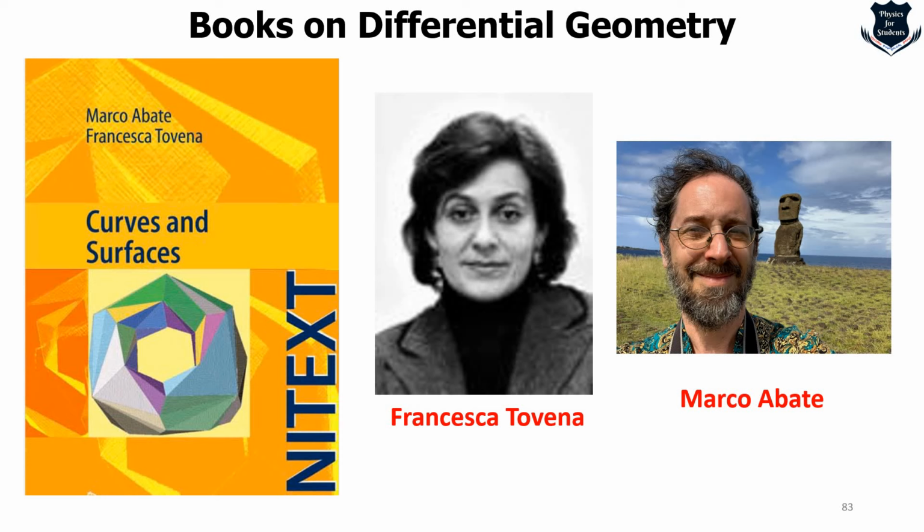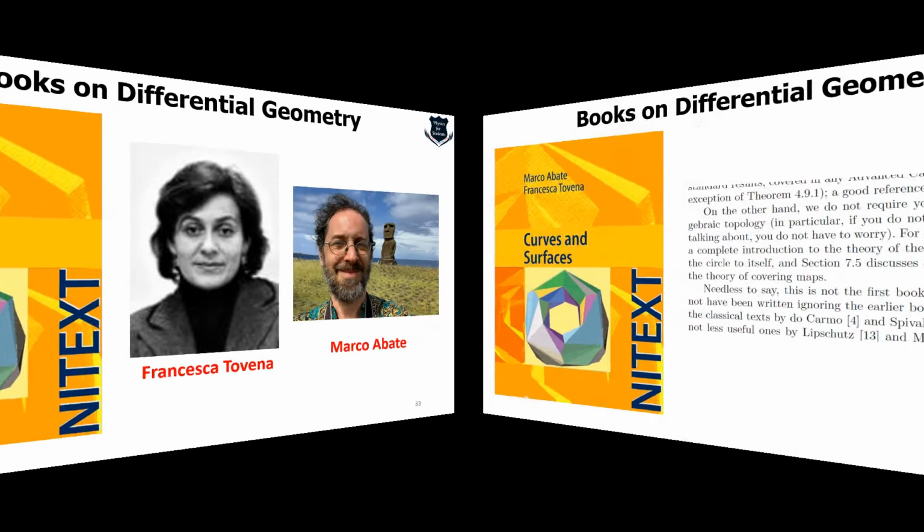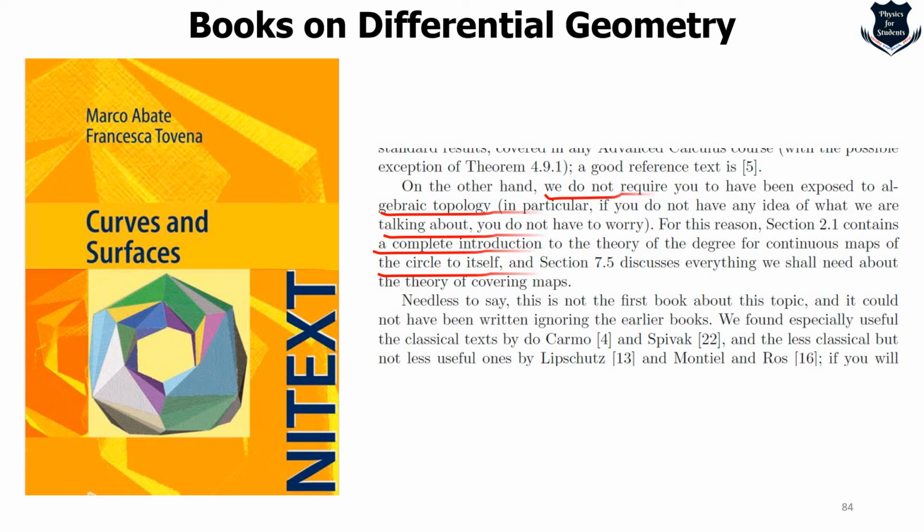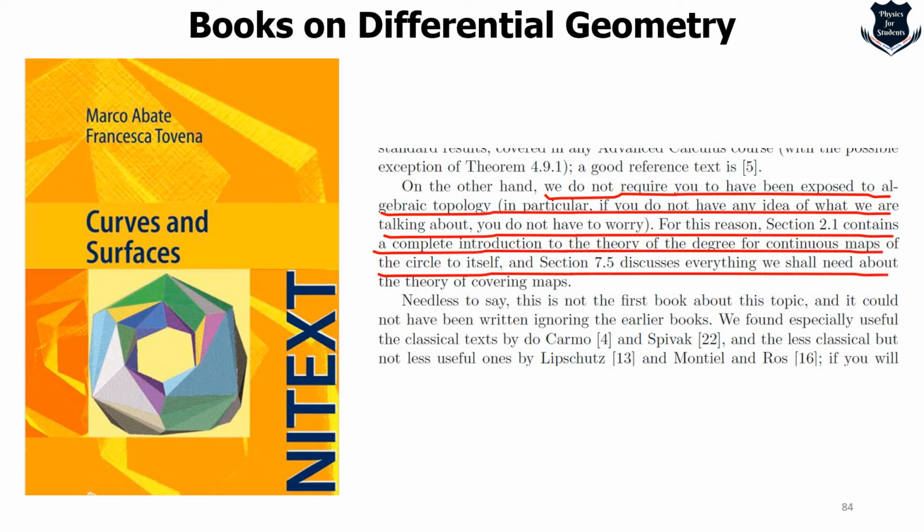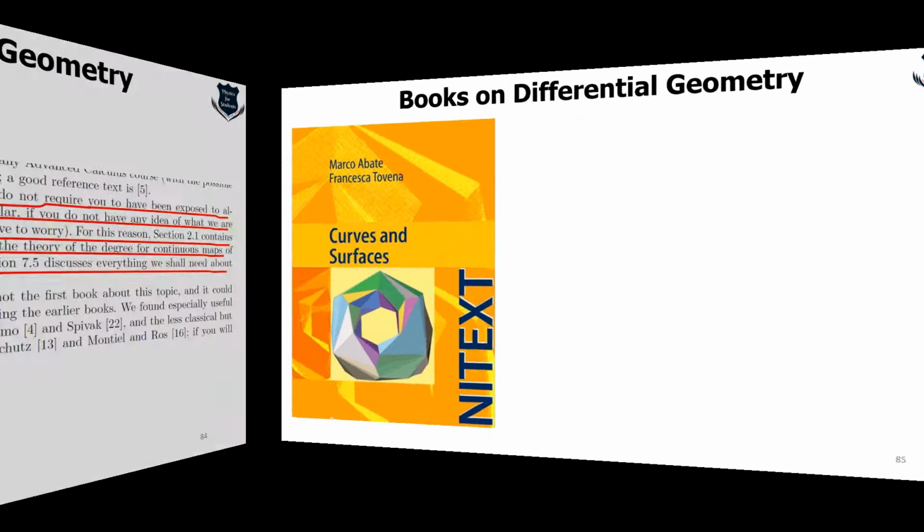Because it basically speaks about point number one, which is curved surfaces. Now here you see why I have highlighted: we do not require you to have been exposed to algebraic topology, whereas the other book was telling you should have a solid understanding of topology. So I told you that I will go with the next approach. If you do not have any idea what we are talking about, do not worry. For this, section 2.2 contains a complete introduction to the theory of degree and so on. So it assumes that you do not know topology, and that is good news.